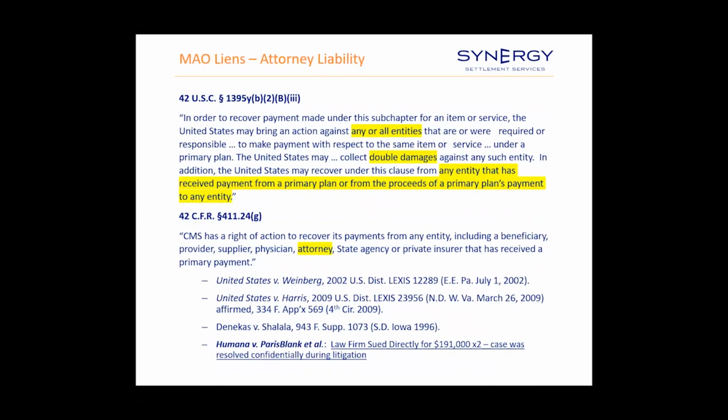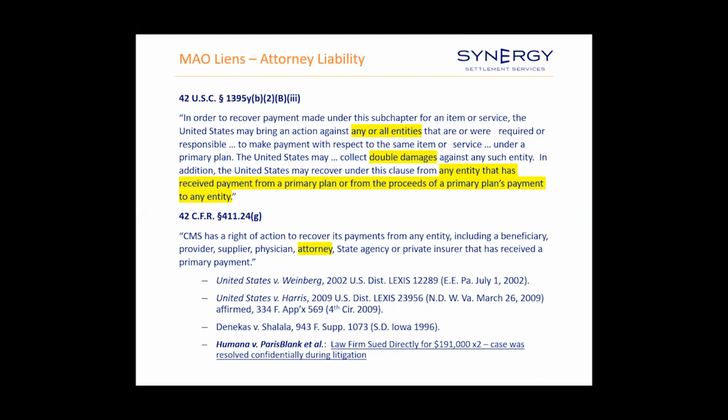And one of the problems under the Medicare Secondary Payer Act is that lawyers personally can be held accountable for those double damages because of the way the statute and the regulations are written. And there are instances where the government has tried to personally hold attorneys liable for Medicare conditional payments, and there is a growing body of litigation where law firms are being sued by Medicare Advantage plans for double the amount of the lien.